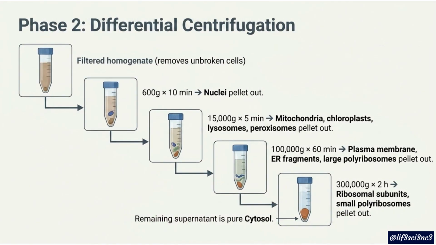Phase 2 is differential centrifugation. This technique separates organelles based on size and sedimentation rate by spinning the homogenate at increasing speeds. Nuclei, then mitochondria, and finally ribosomal subunits are sequentially pelleted out, leaving pure cytosol.